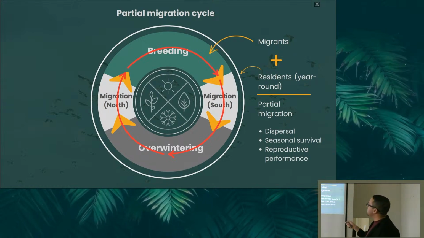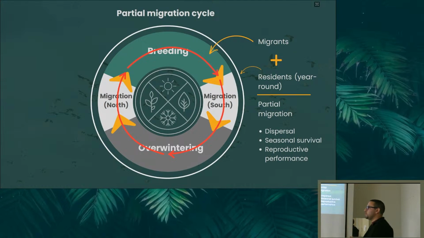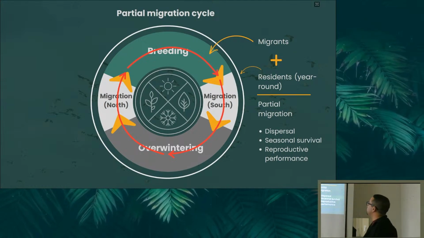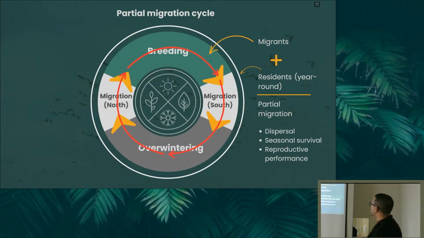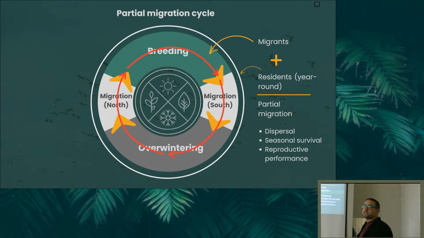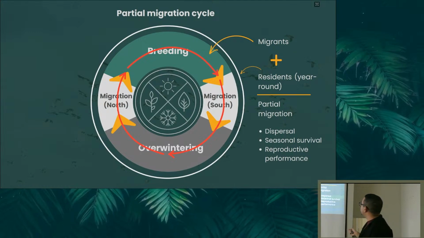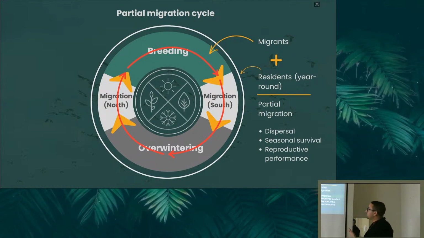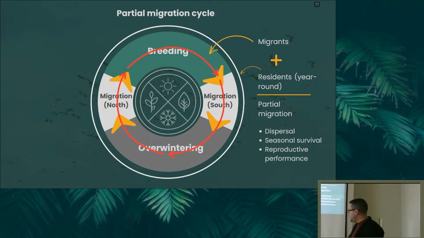And having residents and migrants within the same population just opens up other layers, demographically speaking, that are worth exploring, such as changes or patterns in dispersal in different life stages. Also, there's seasonality in survival rates across the different phenotypes. And there might also be changes in reproductive performance across different phenotypes.